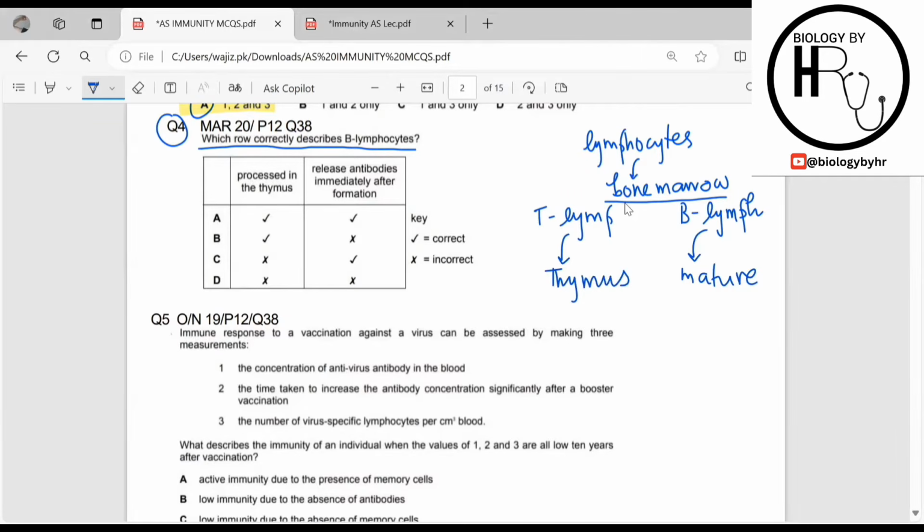So over here they are saying that they are processed in thymus, but you must know that processed means that they are made in the thymus. So this is an incorrect statement, that they are not made in the thymus, they get matured in the thymus.